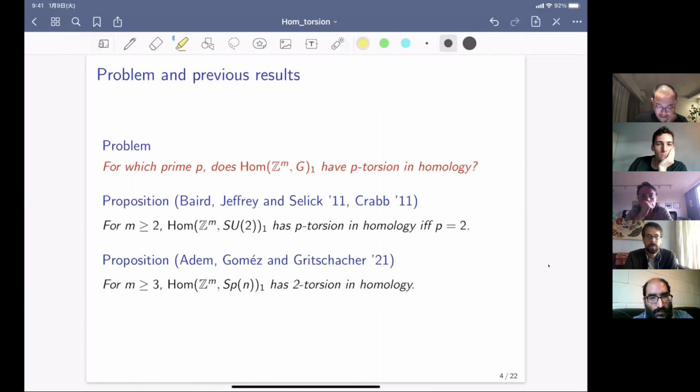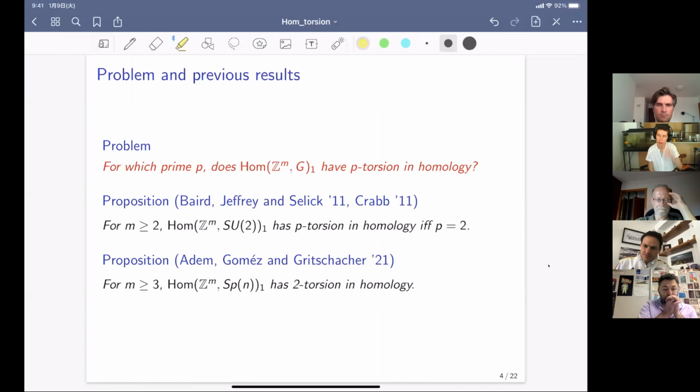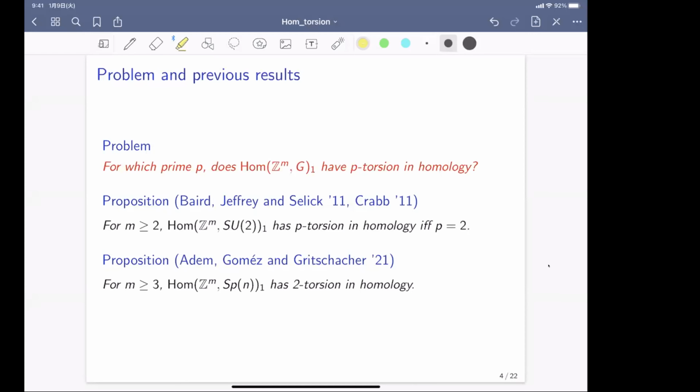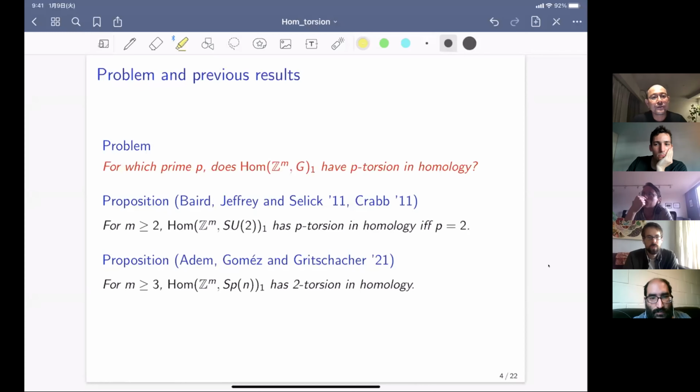The first one is due to Baird, Jeffrey, and Selick, and also Crabb, which states that for m greater than or equal to 2, Hom(Z^m, SU(2))_1 has p-torsion in homology if and only if p is 2. Of course, the Weyl group of SU(2) is a cyclic group of order 2. So this proposition says that Hom(Z^m, SU(2))_1 has all possible p-torsion in homology.